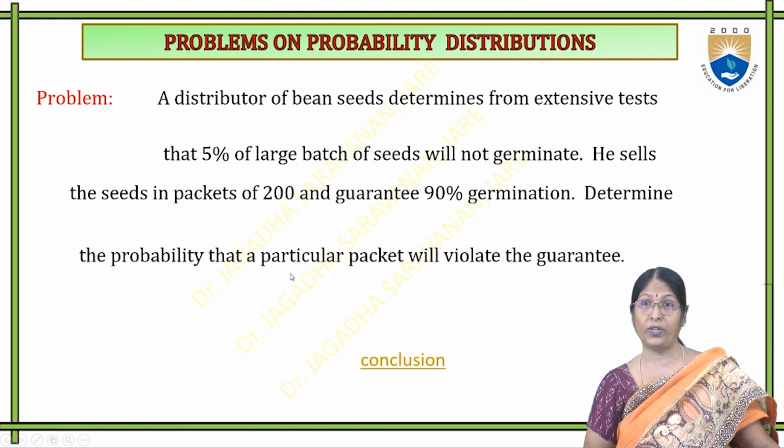Here the question is twisted. It is not a direct question. That is, germination is 90%. They didn't ask the probability of germinating. They asked the probability of not fit for germination. So this is also what we discussed.